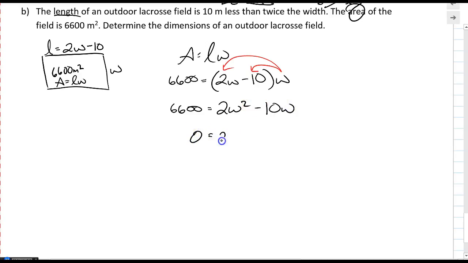Now I can have it equal to 0, where it's 2w squared minus 10w minus 6,600. Remember, we do opposite operations. Right now we're adding, so we need to subtract. The reason we're subtracting instead of dividing is I need this equal to 0. I need this gone entirely. If I divide 6,600 by itself, it goes into itself once. That leaves me with a number still. So I'm not going to divide, I just strictly need to move the whole thing to the other side, which is why I subtract.